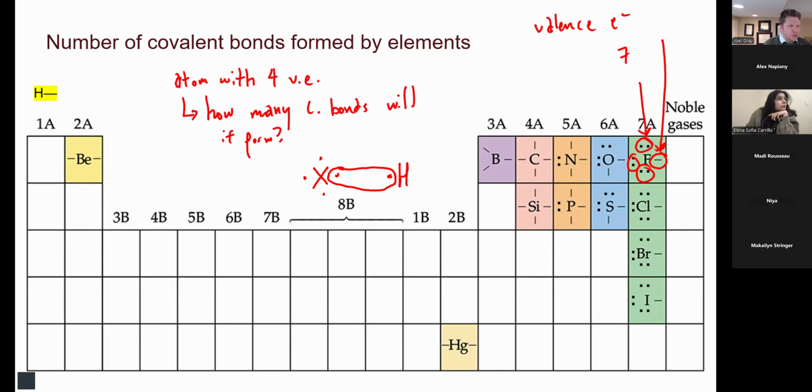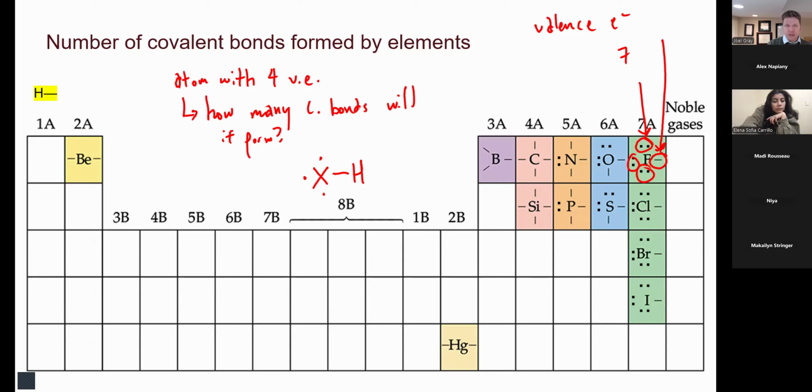So, you know what I'm going to do is I'm going to convert that from two dots. I'm going to draw the hydrogen a little closer, and I'm going to draw it like this, like that. Is everyone good with that? Y or N to the chat. That's one shared pair of electrons.